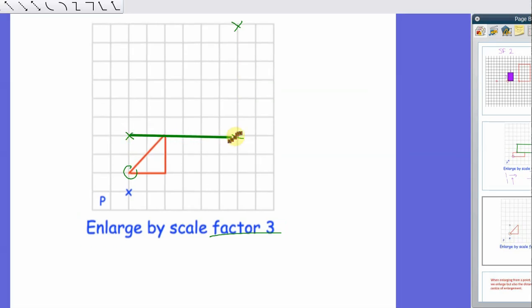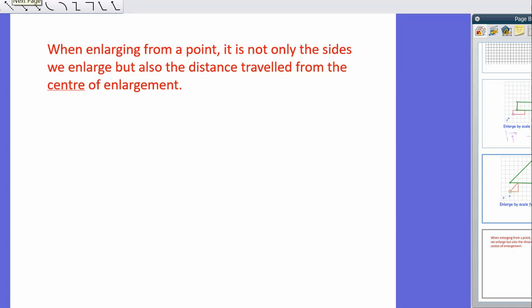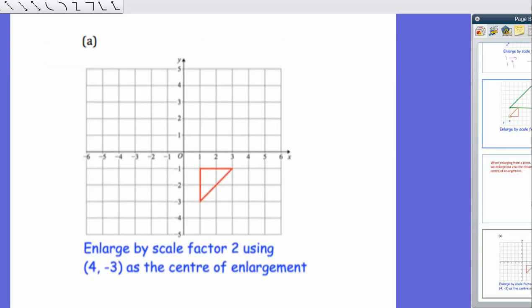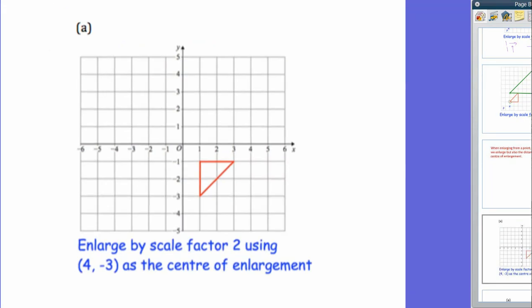Okay, there it is. So, really important, when you're enlarging from a point, it's not just the size we enlarge, it's also the distance to or from, or even the distance travelled from the centre of enlargement. Okay, so enlarge this one by a scale factor 2, but this time they're just telling us where the centre of enlargement is on a graph rather than us being given it from the start.